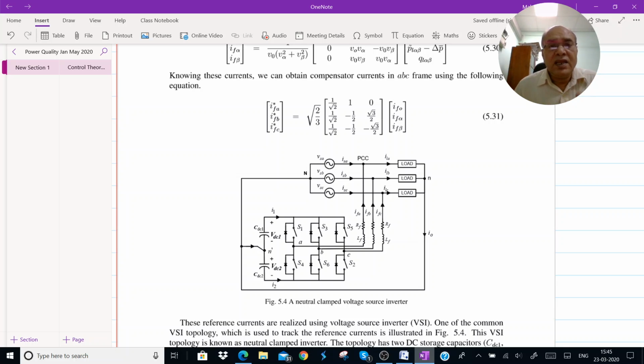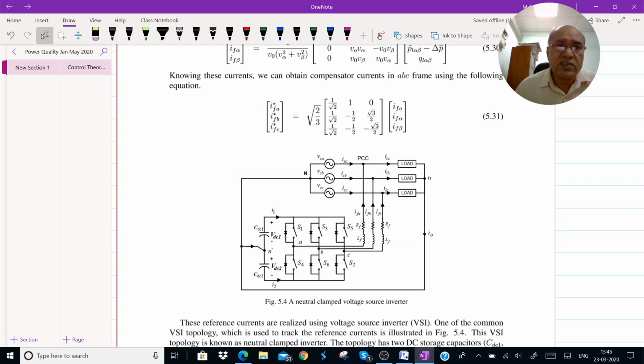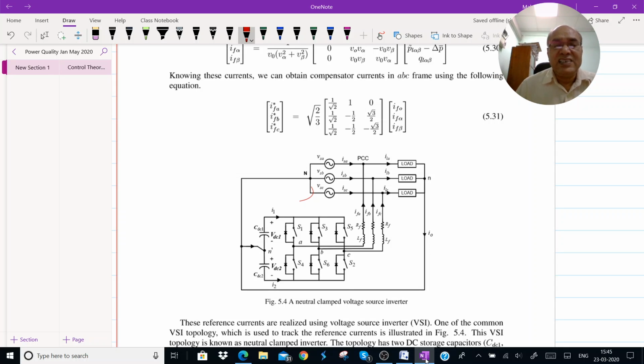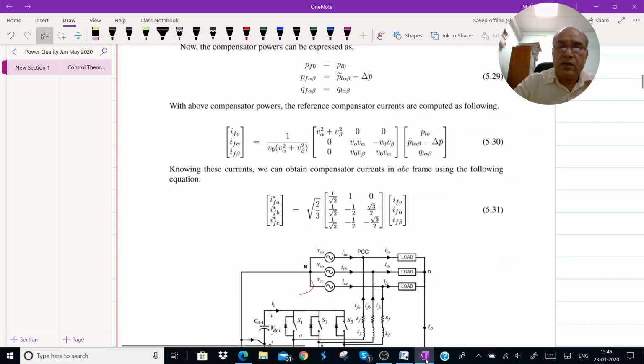Now this lecture is in continuation with the previous one, where we learned how to formulate the expression for the currents. As you know, the reference current that we found last time was formulated with the help of the PQ theory or instantaneous reactive power theory. In that we learned that by substituting the right amount of powers, the desired amount of powers from the compensator, it is possible to extract the reference currents.